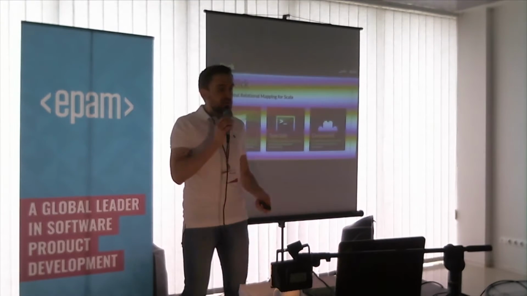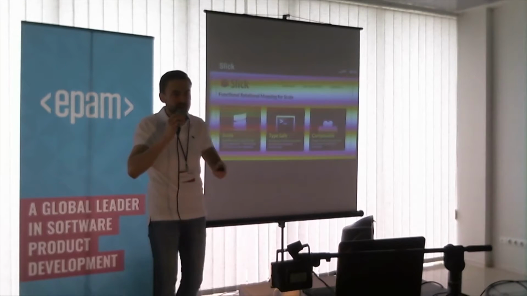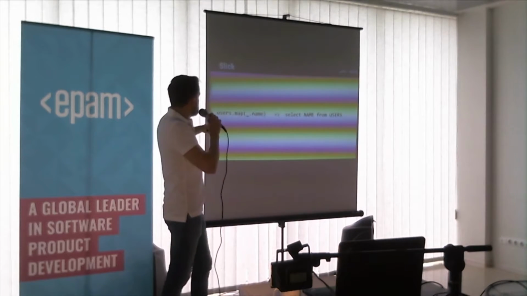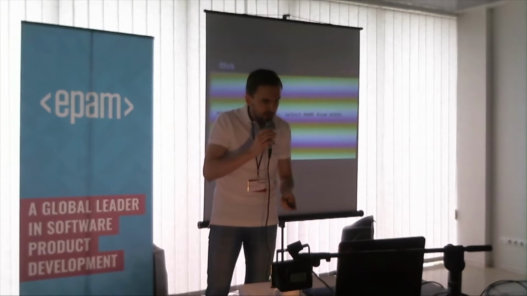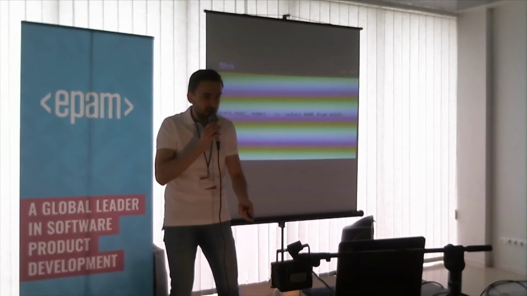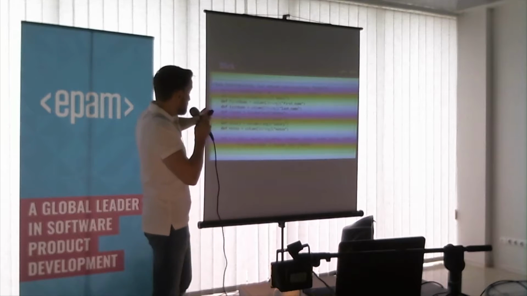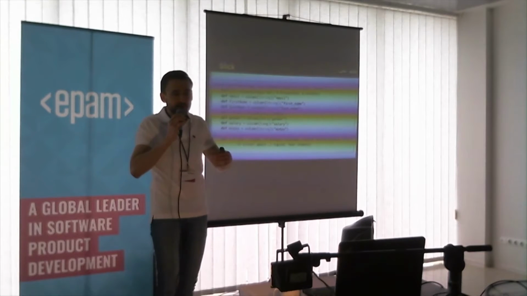Slick is functional relational mapping for Scala, and what it does in two words is transform Scala code to SQL syntax. This is an example of what Slick does: you've got some Scala code and it transforms to, in this case, a select query. Let's look at an example of how to implement sorting in Slick for our purposes. Let's say that in our example we've got a users table, and don't get into the syntax too much, it's a representation of an SQL table. We want to implement sorting in this table.